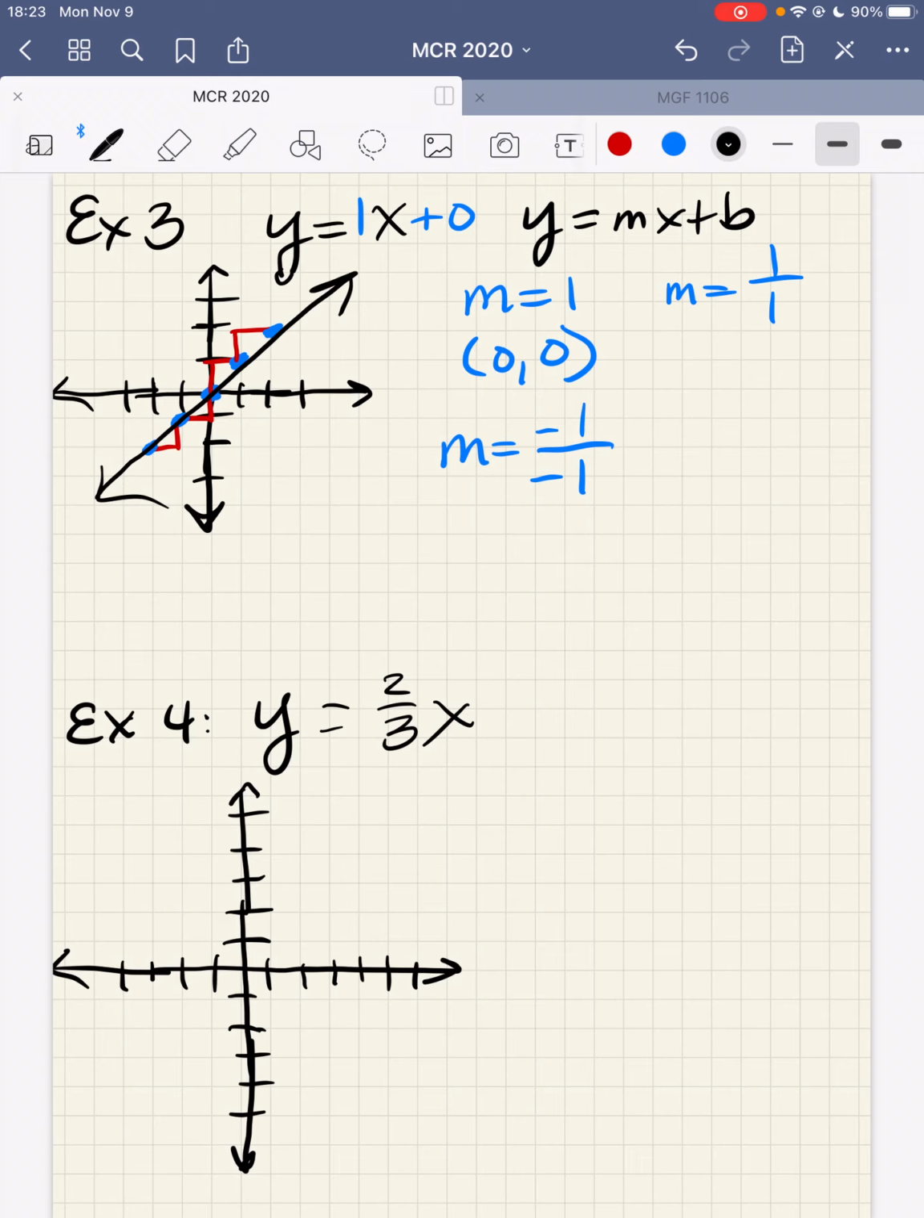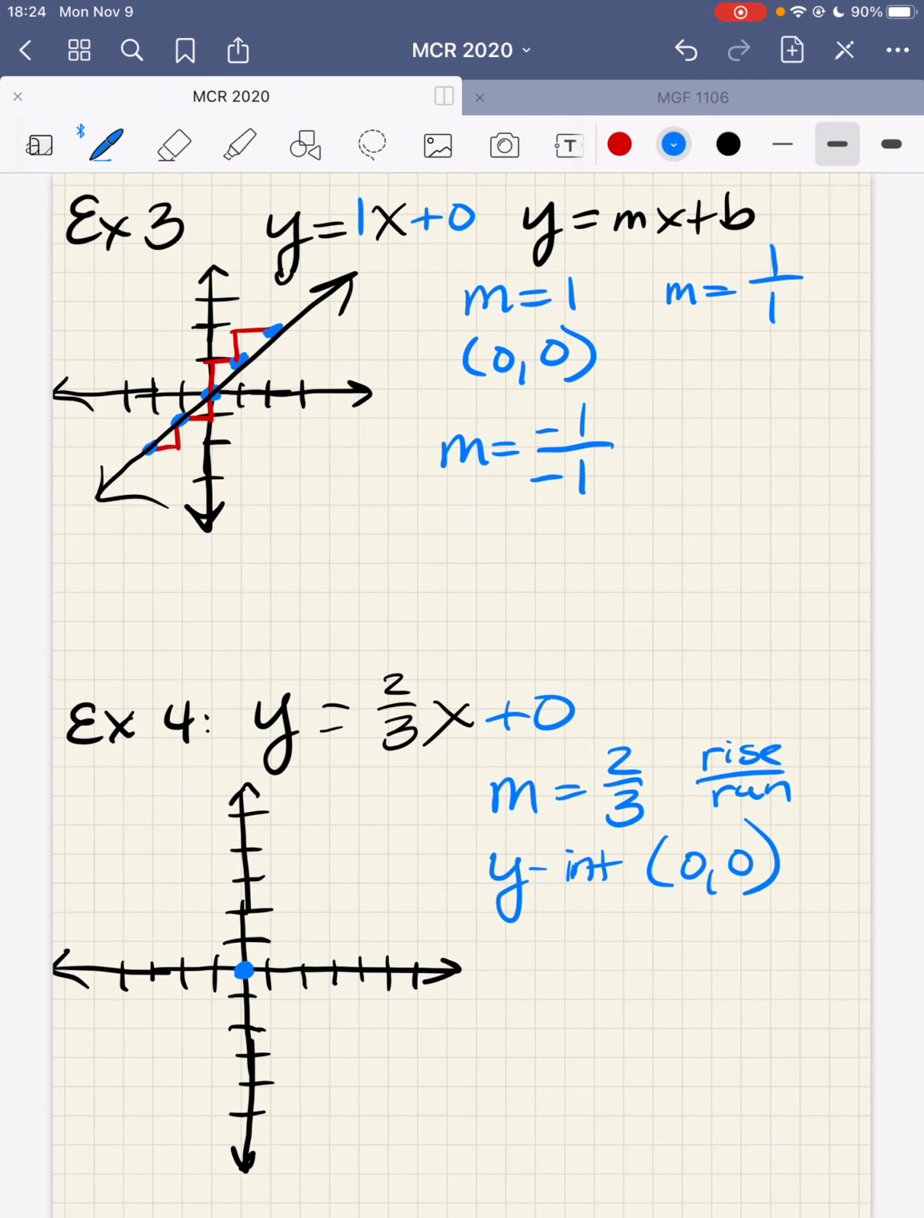So here I have y is equal to 2/3 x. And again, because they don't have anything at the end, I can assume that there's a plus 0 at the end. So here my m is equal to 2/3. My y-intercept is going to be 0, 0, the origin again. And I'm going to use the same idea. I'm going to start at the origin. I'm going to use the idea of rise over run. And I'm going to rise up 2 and run 3 to get my next point.